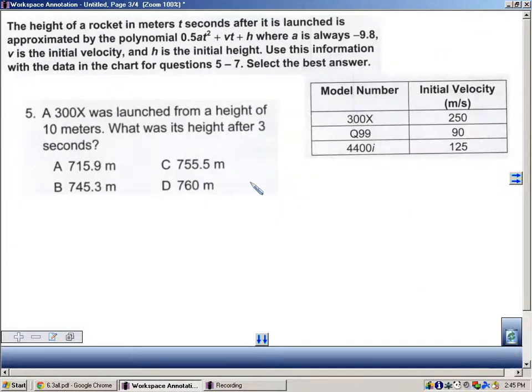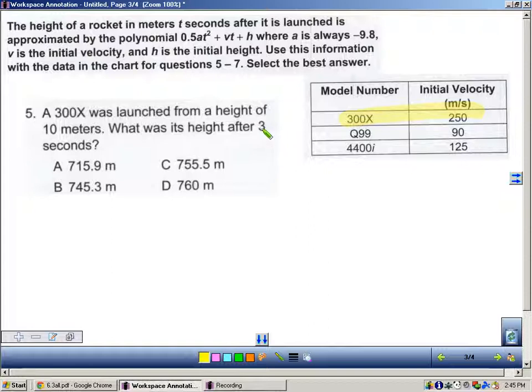Next question. Okay, this question's a little more elaborate, so let's read it. It says that the height of a rocket in meters t seconds after it is launched is given by the polynomial, where a is always negative 9.8, v is the initial velocity, h is the initial height. Use the information and select the best answer. So we're looking at this rocket called the 300X. Okay, it was launched at a height of 10 meters, and what was its height after 3 seconds?